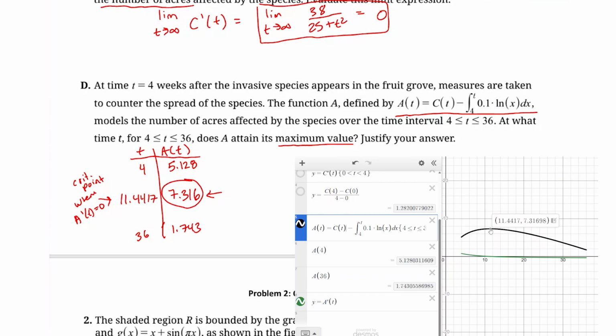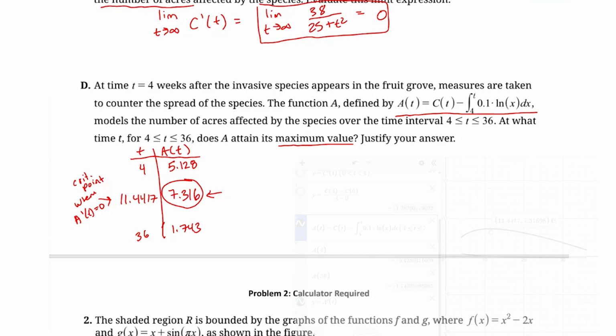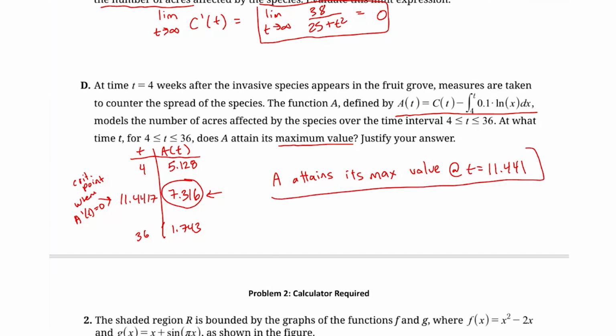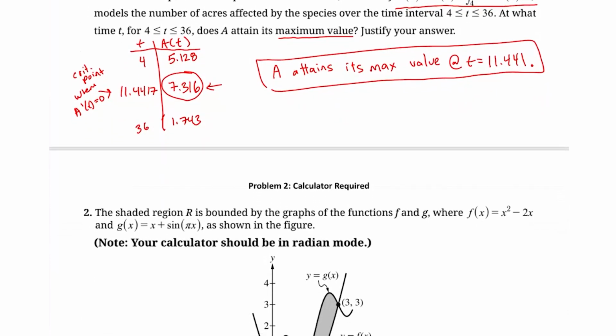But let's make sure we're answering the question that's being asked. It says, at what time does it attain the maximum value? So we can say that A attains its max value at t equals 11.441. I'm just going to truncate there. The justification is just going to be that table. Okay, and that does it for problem 1. Let's go to problem 2.